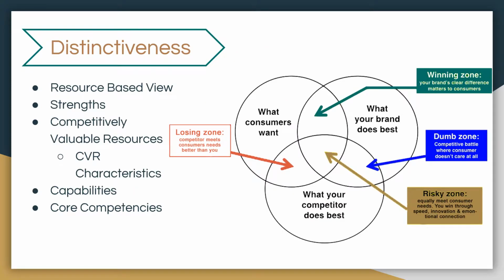Distinctiveness is loosely yet accurately defined as the ability for a firm to stand out in the marketplace. A firm must find or create a product that customers want to buy. In order to do this, a company must understand the resource-based view model, their strengths, their competitively valuable resources, capabilities, and core competencies. For a firm to achieve distinctiveness, it should map out consumer needs and what its competitors are doing best against what the firm can do best.